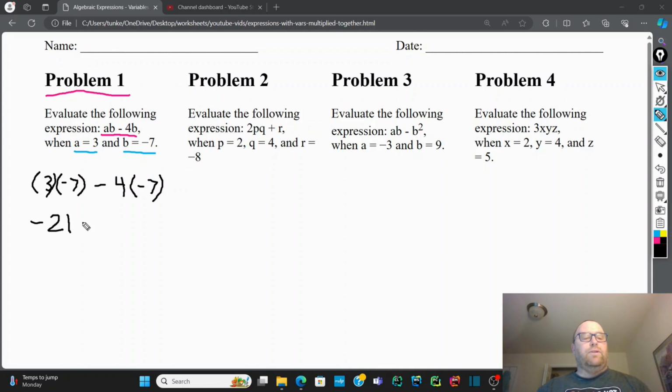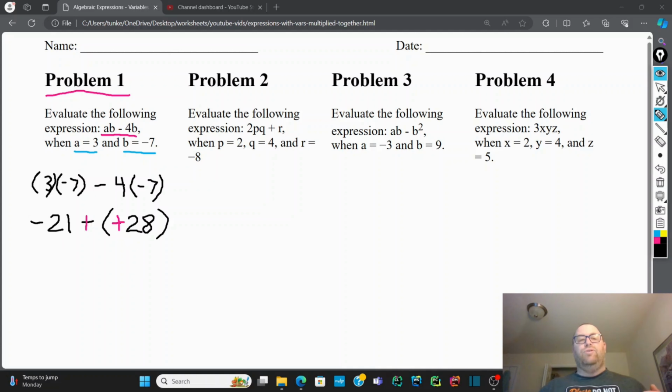And then we're going to subtract 4 times negative 7. 4 times negative 7 is negative 28. Okay, so we have negative 21 minus a negative 28. When you subtract a negative, it's like adding a positive, so we could change this to plus and this to plus. So this becomes negative 21 plus 28.